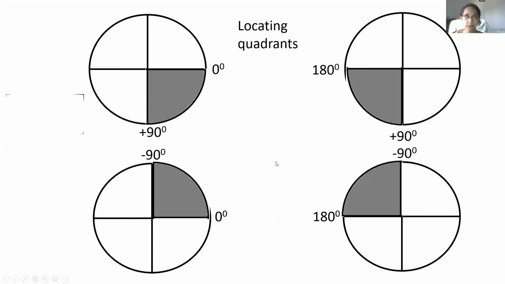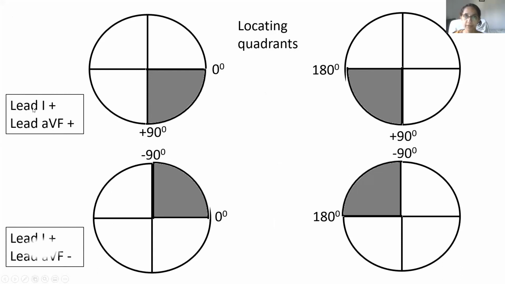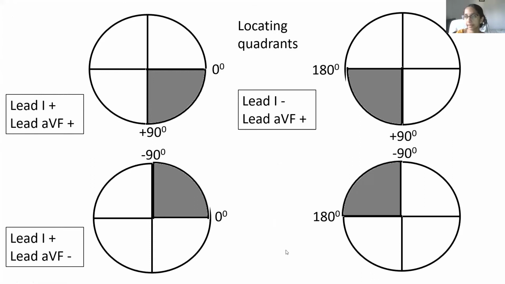Now this is just a revision, a recap. If I have a positive QRS in 1 and AVF both, then my quadrant is going to be left lower. If I have a positive in V1 and negative in AVF, it is going to be a left upper quadrant. If I have negative in 1 and positive in AVF, it's going to be right lower quadrant.